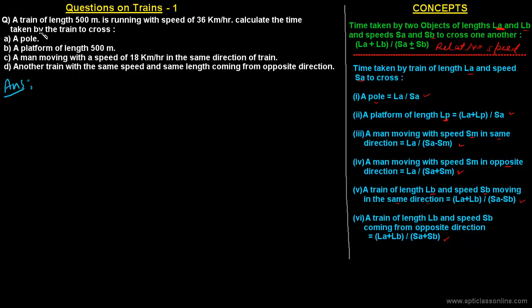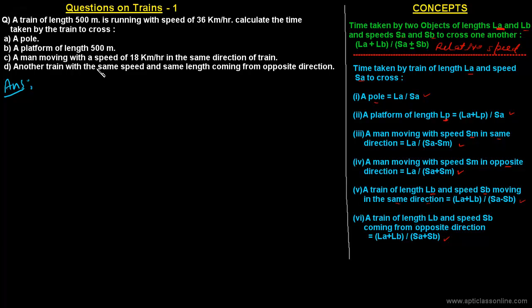First, read the question. A train of length 500 meter is running with a speed of 36 km an hour. Calculate the time taken by the train to cross: A, a pole; B, a platform of length 500 meter; C, a man moving with a speed of 18 km an hour in the same direction of the train; and D, another train with the same speed and same length coming from the opposite direction.